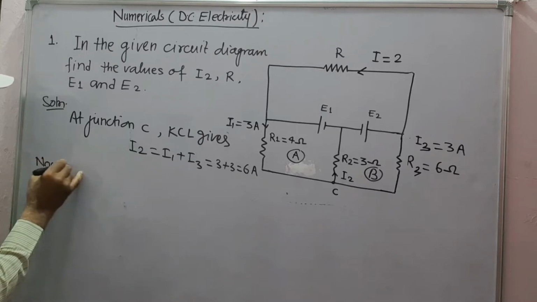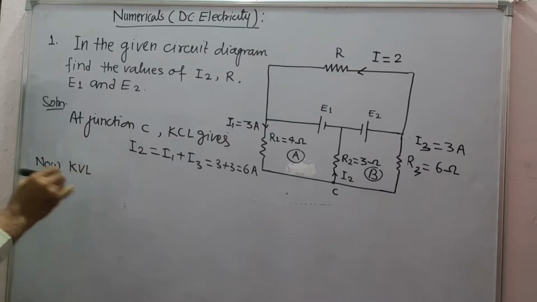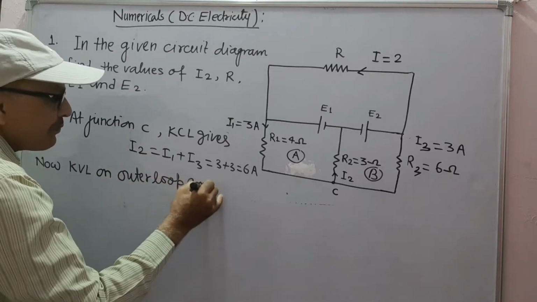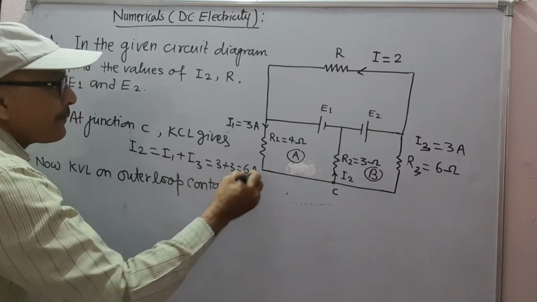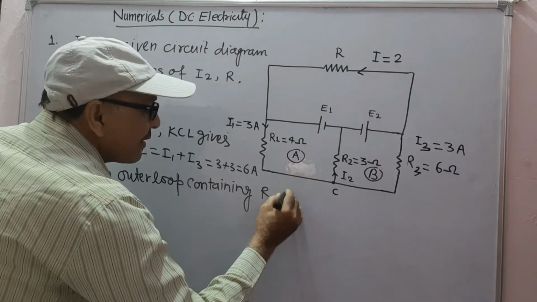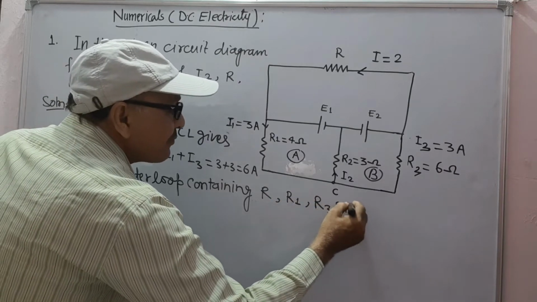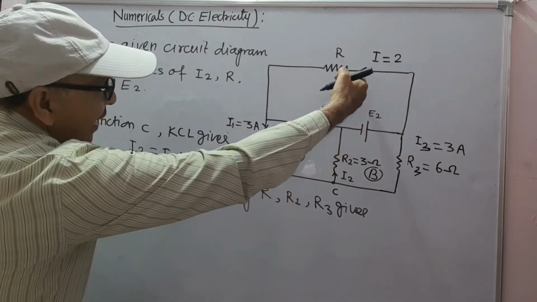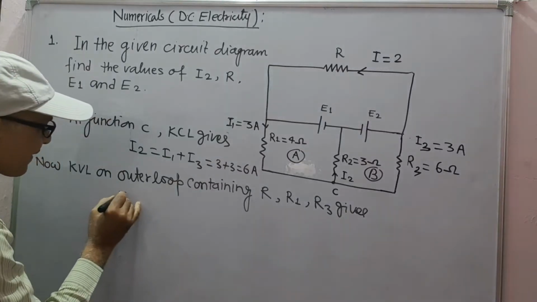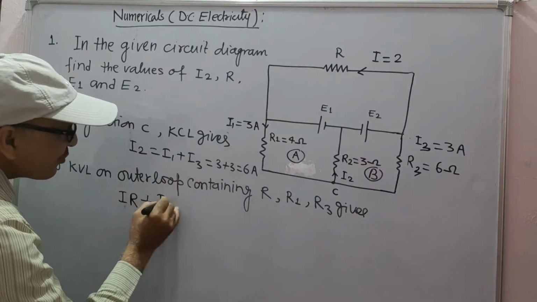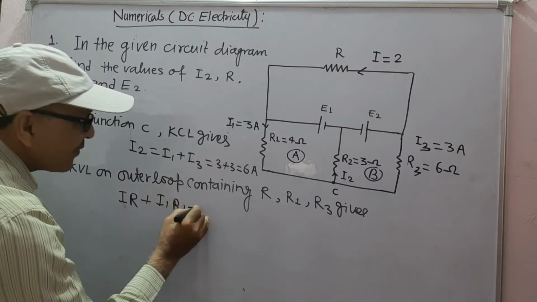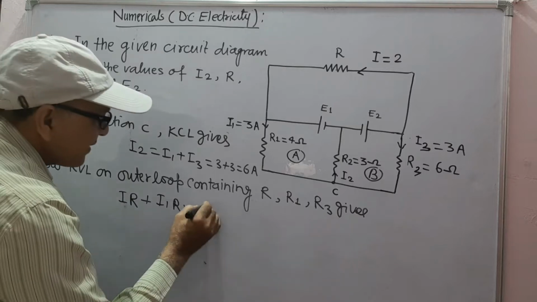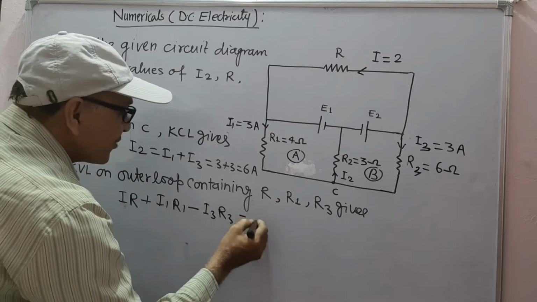Now, KVL, Kirchhoff's voltage law, on the outer loop containing R, R1, R3 gives I into R plus I1 into R1 minus I3 into R3 is equal to 0.